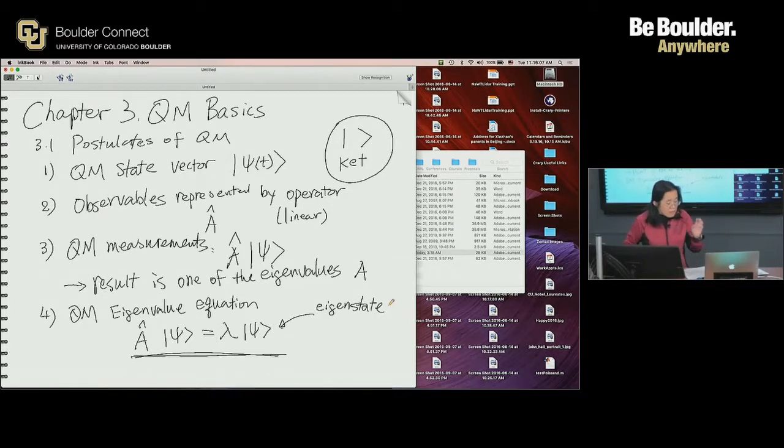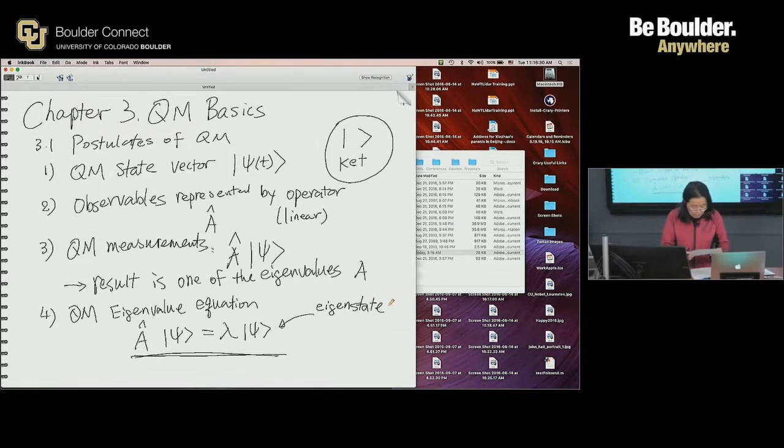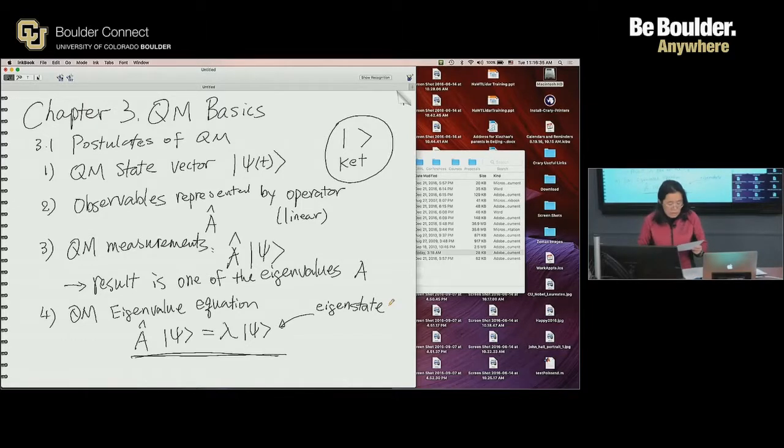But Cohen-Tannoudji's book emphasized that's two separate things. This is the eigenvalue equation to help you find the eigenvalues and eigenstates, while the Schrodinger equation is to talk about the motion, how things evolve with time. Okay, so make sure we separate these things. I want to make it very clear that we distinguish these concepts.